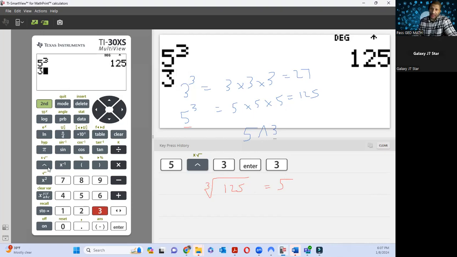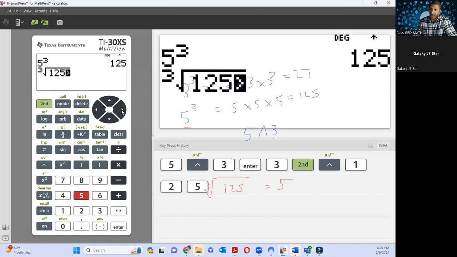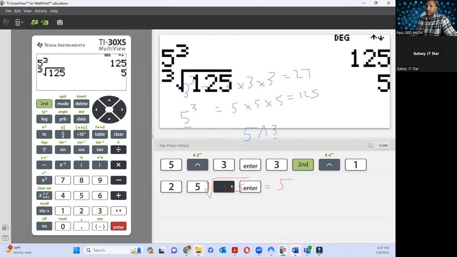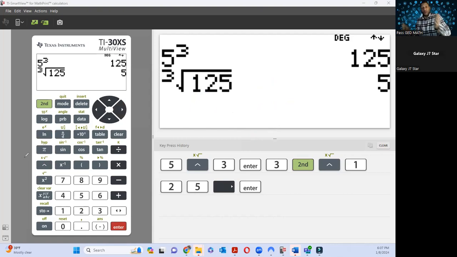Then right above the caret in green, you'll see the root symbol. Because it's in green, we hit second, then the caret. Then you'll see the cube root of 125. We get out of that root, and its answer is 5. So that's how you would do it. Let me clear the screen first so you can actually see it. Then you can put exactly what you see on the screen into your calculator. That's how you do cube and cube root.